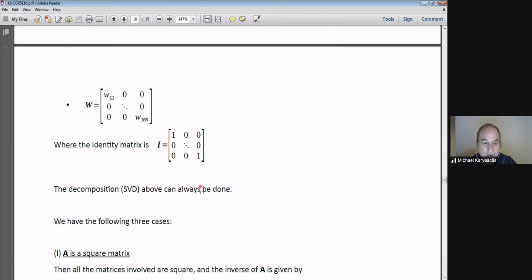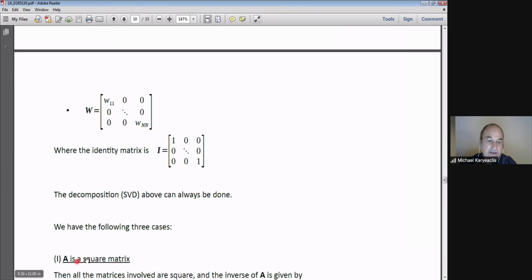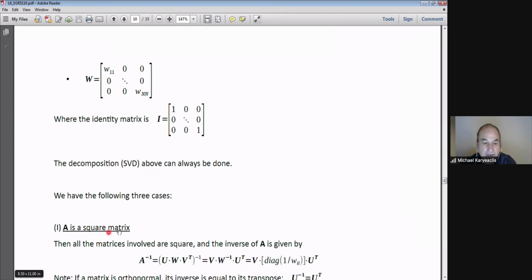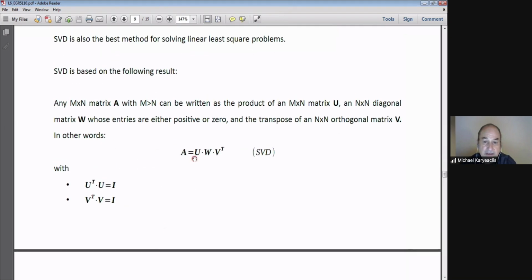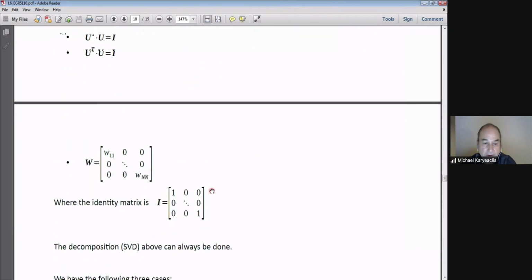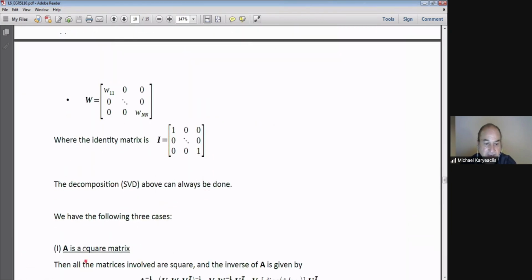Okay. We distinguish the following 3 cases. A is square. This is the problem that we've had so far, where maybe we have enough equations and enough unknowns, but in fact we don't have enough equations. The matrix is singular. If all the matrices involved are square, that means that all of these U, W, and V are square. Remember, this is n by n, so this would be n by n. So if all of them are square, we have this first case.